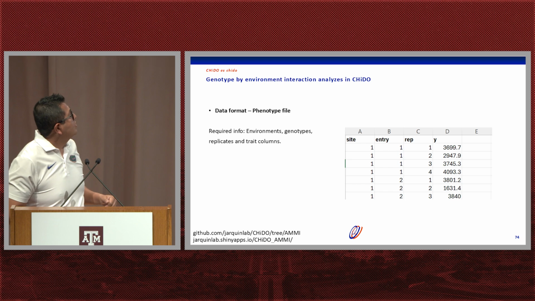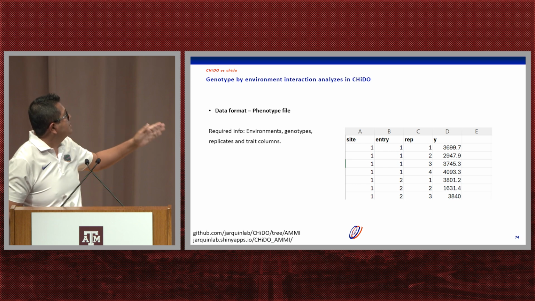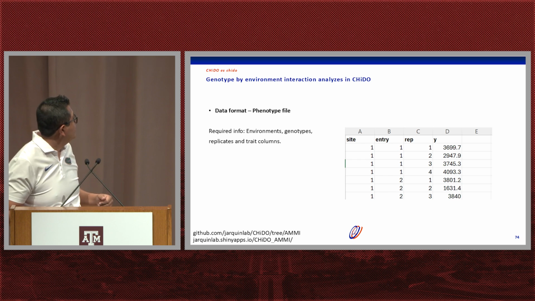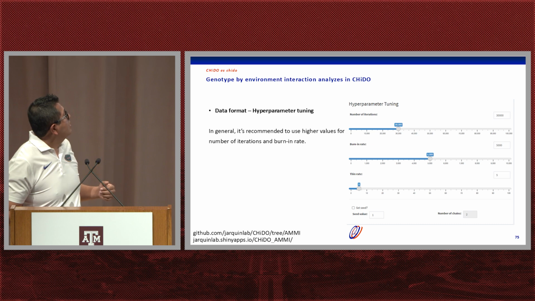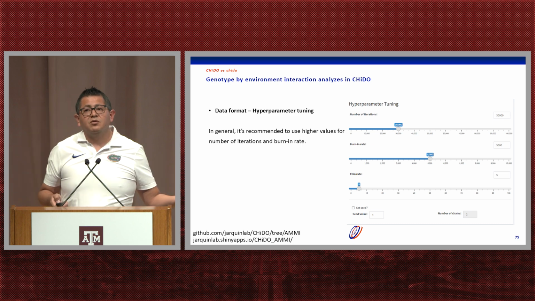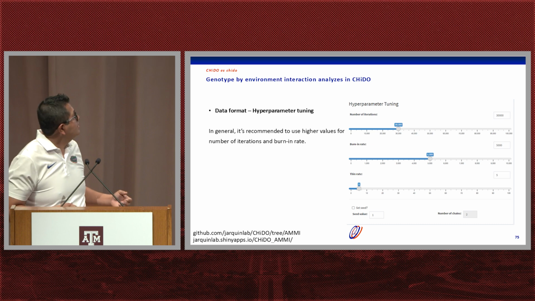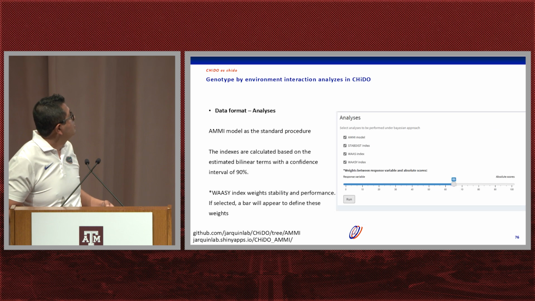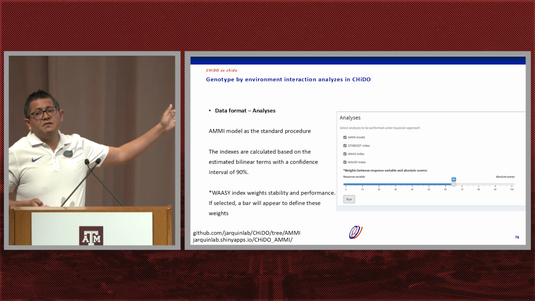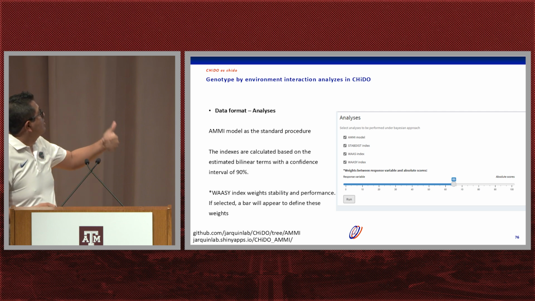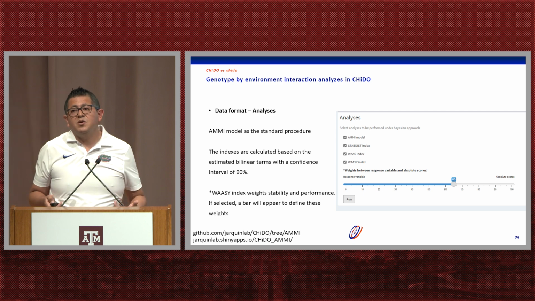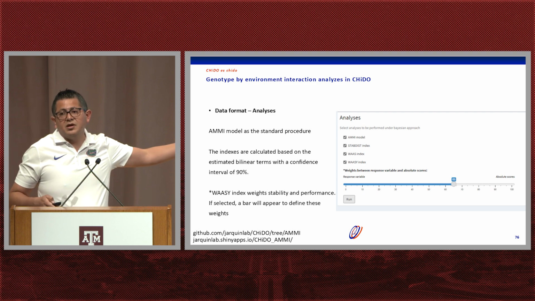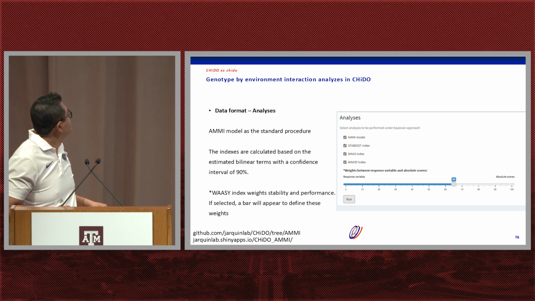And this is the input data. So we have a column for the site and the replicate, and the observed values. We tune the hyperparameters. Here we recommend something above 30,000 iterations and 5,000 for burn-in, and a thin rate of 5. And then we pick what are the different metrics that we want to analyze. By default, we have to always use the AMMI model, because the results of the Markov chain are going to be used to create the other stability parameters.